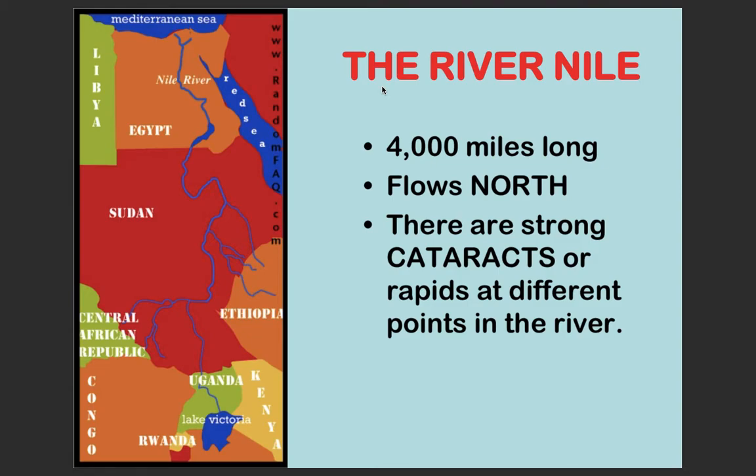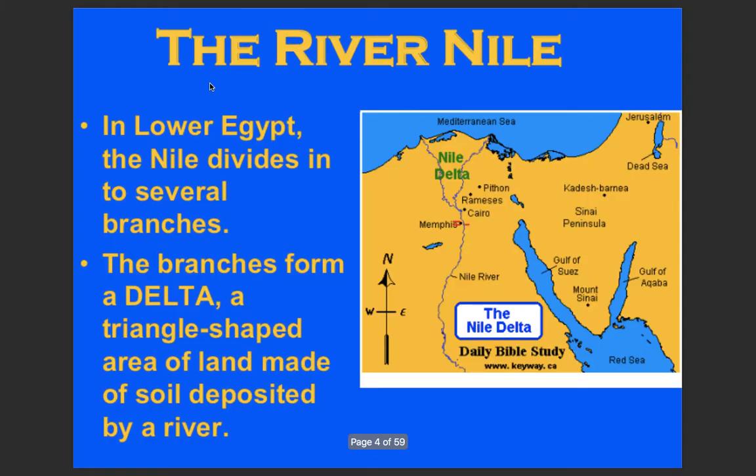The river is 4,000 miles long. It flows north. There are strong cataracts or rapids at different points in the river, which makes traveling kind of difficult because of the rapids. If you've ever gone whitewater rafting before, picture something like that. The Nile flows in this way into the Mediterranean Sea because this is a higher elevation.